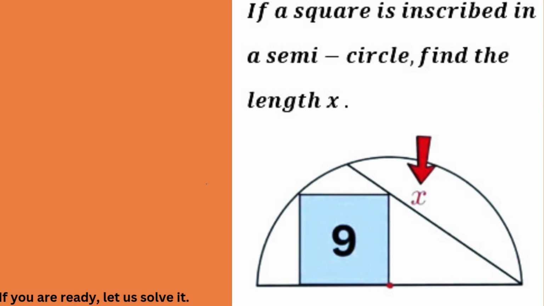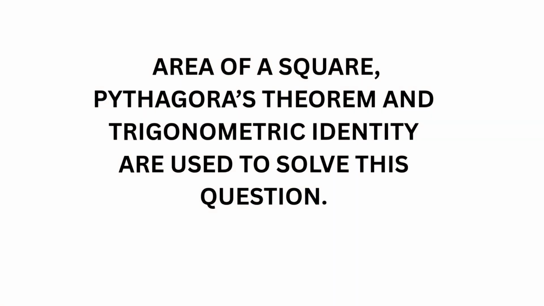If a square is inscribed in a semicircle, find the length, x. Area of a square, Pythagoras' theorem, and trigonometric identity are used to solve this question.